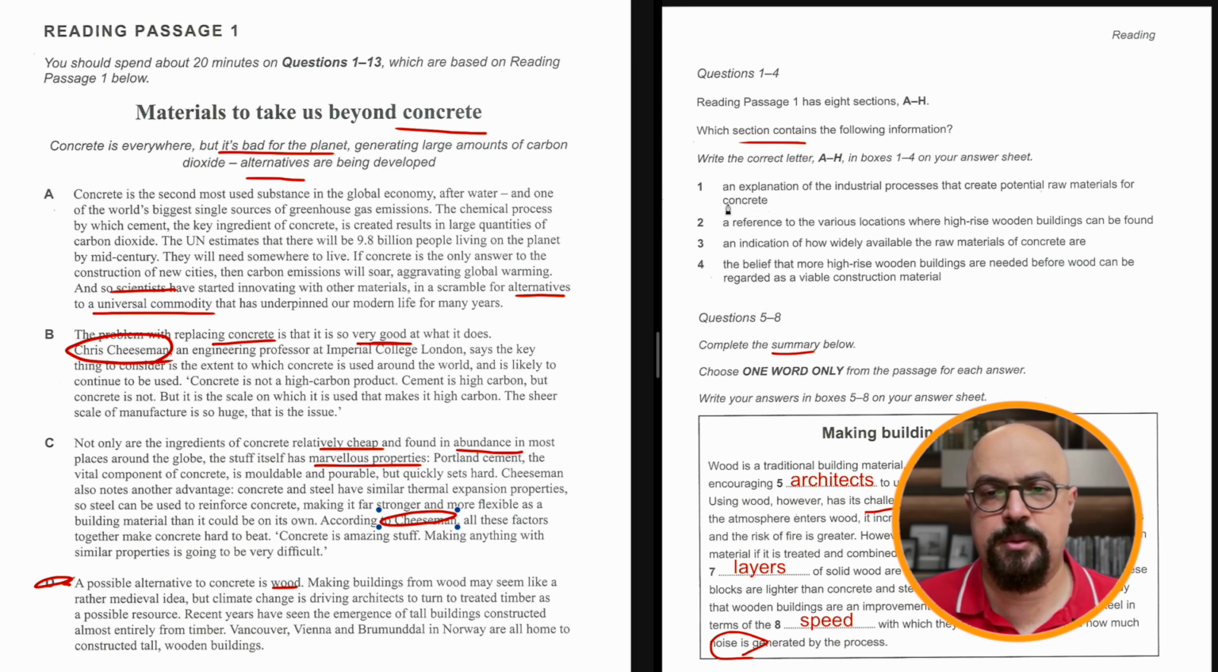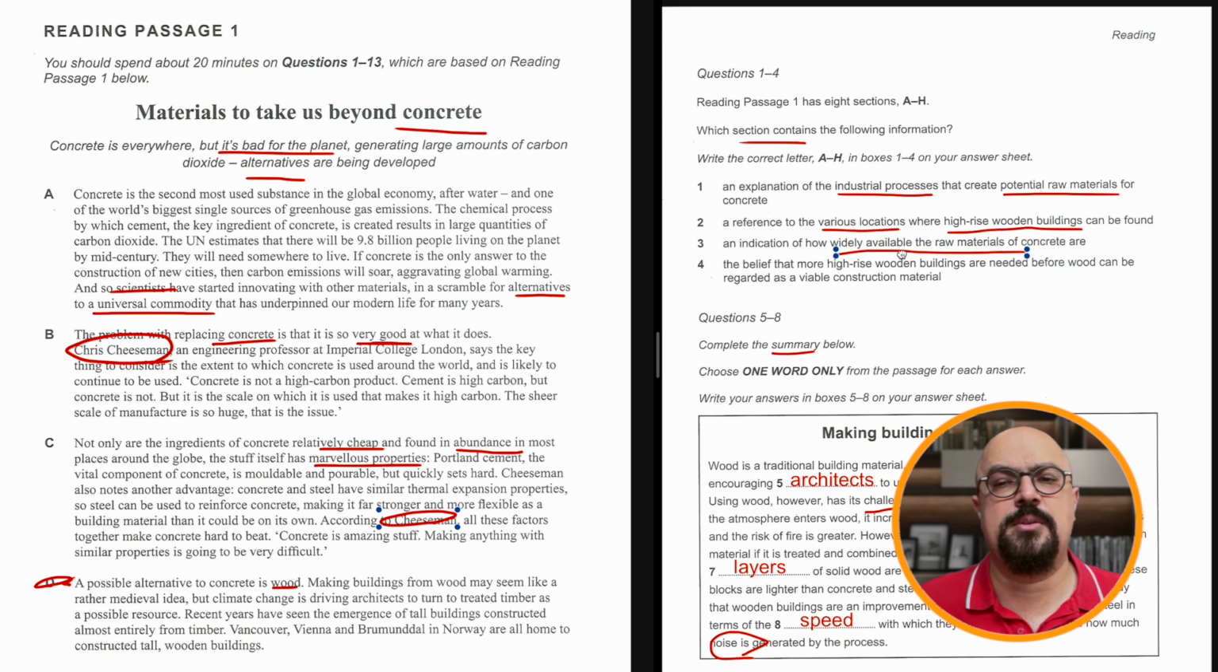Okay, reference to, so industrial processes create potential raw materials for concrete. A reference to various locations where high-rise wooden buildings, so we know where wooden buildings are. An indication of how widely available the raw materials of concrete are. Okay, I know somewhere in the text it said that they're abundant. They believe that more high-rise wooden buildings are needed before wood can be regarded as a viable construction material. More high-rise wooden buildings are needed. So let's see which of them we already know about.